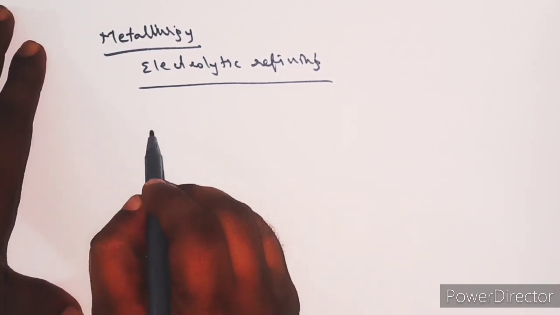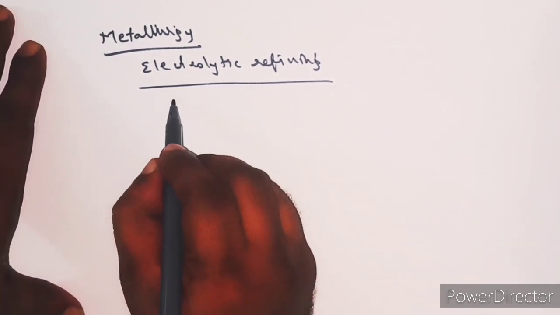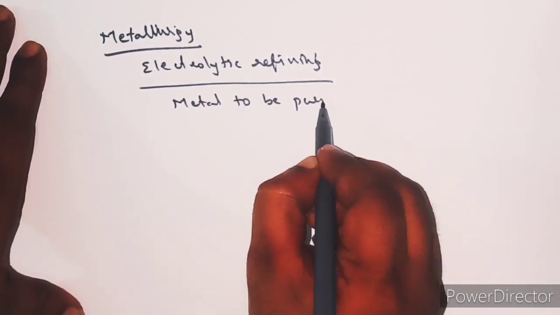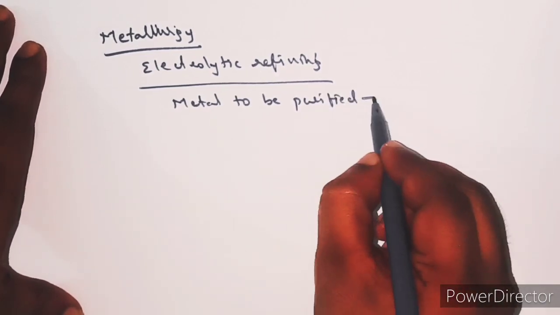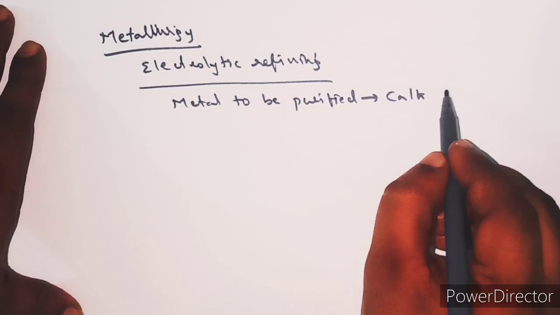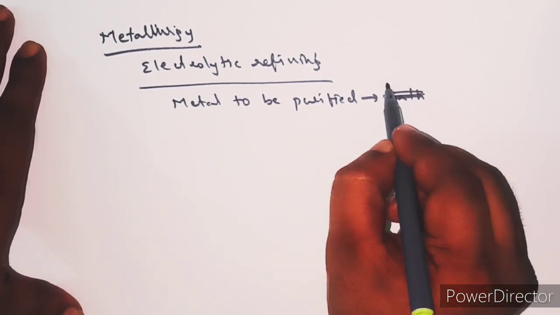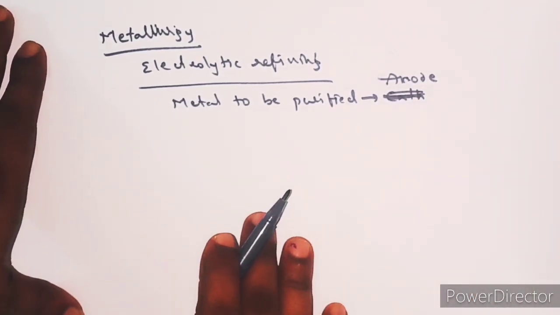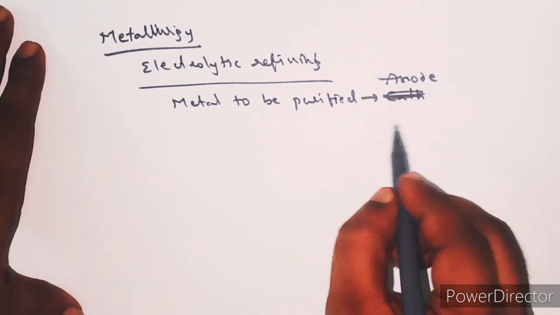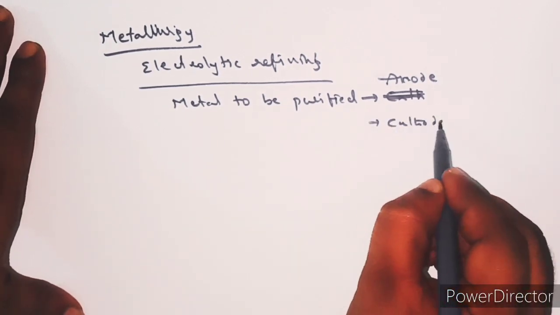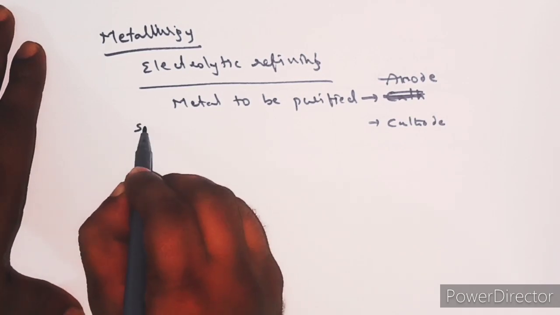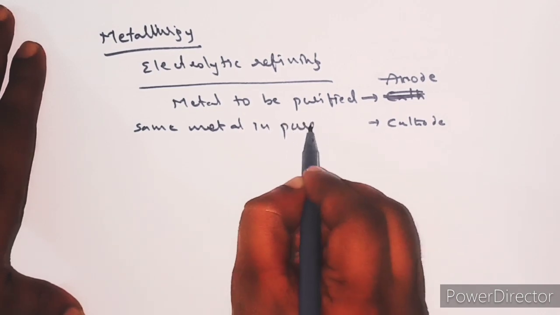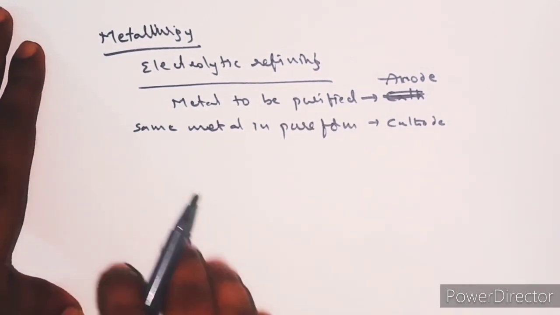In the electrolytic refining technique, the metal to be purified must be taken as the anode electrode. The anode electrode is the metal to be purified. And whereas the cathode electrode, what do we have to take? The same metal in pure form must be taken as the cathode electrode.